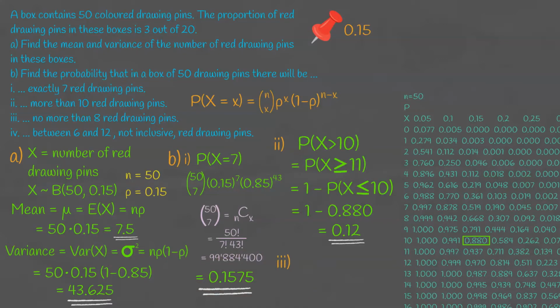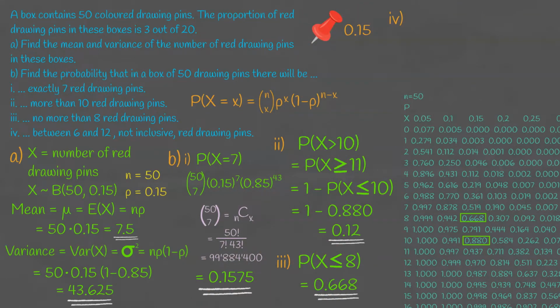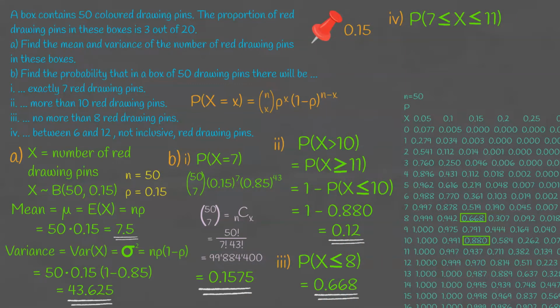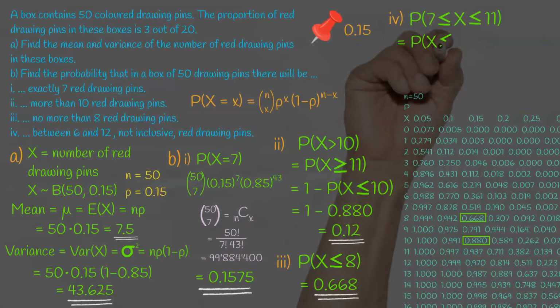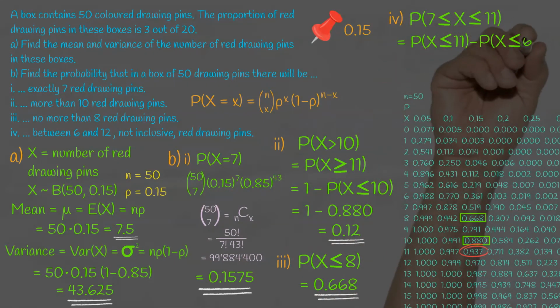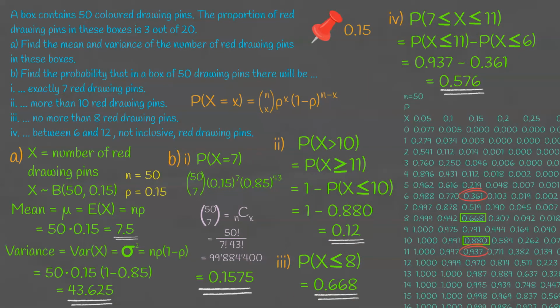For choosing no more than 8 red drawing pins, that's x is less than or equal to 8, therefore we can read the value directly from the tables, and it's 0.668. And to choose between 6 and 12 not inclusive means that x has to be greater or equal to 7 and less than or equal to 11. So we can get our answer by reading the value of x less than or equal to 11 from the tables and subtracting x less than or equal to 6, giving us 0.576.